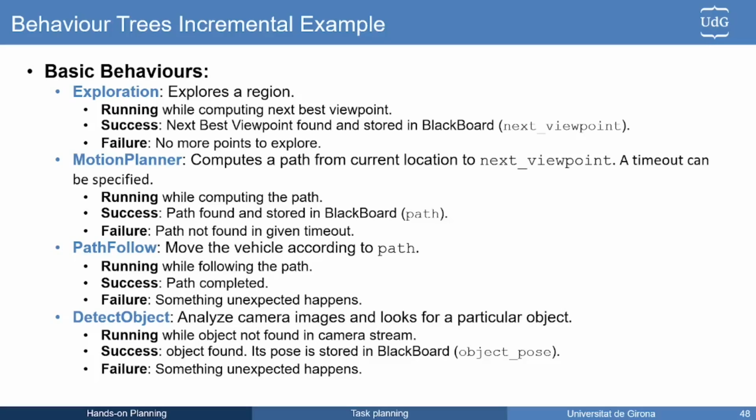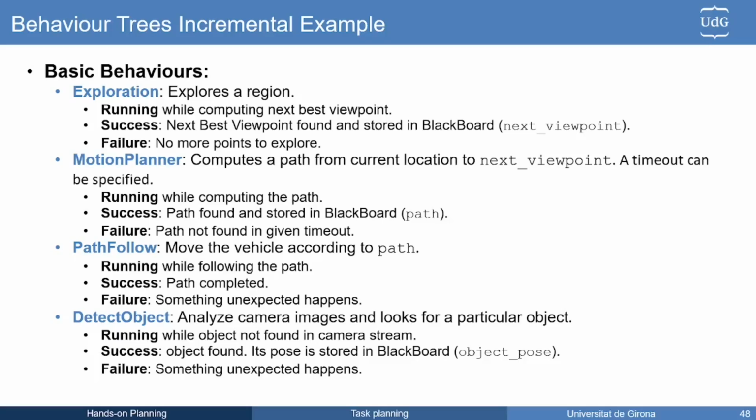At this moment, it will return success, and it will store in the blackboard this next viewpoint. It returns failure only if there are no more points to explore, okay? Remember when we were doing the exploration, frontier-based exploration, for instance: whenever we have no frontiers, or all the frontiers are so small that it's not worth going there, then it will return failure. It's over, okay?